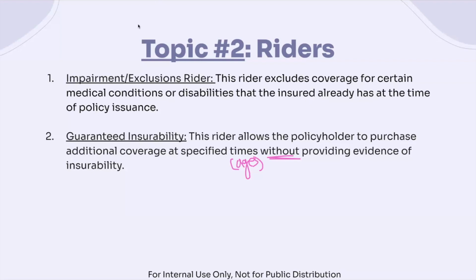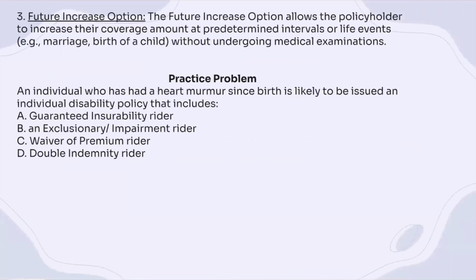And then the third rider that we want to take a look at is our future increase option, future increase rider. We've taken a really good look at this because in life insurance, we've talked about the cost of living rider, and it's really similar to the future increase rider here. And so this allows the policyholder to increase their coverage amount at predetermined intervals or life events.